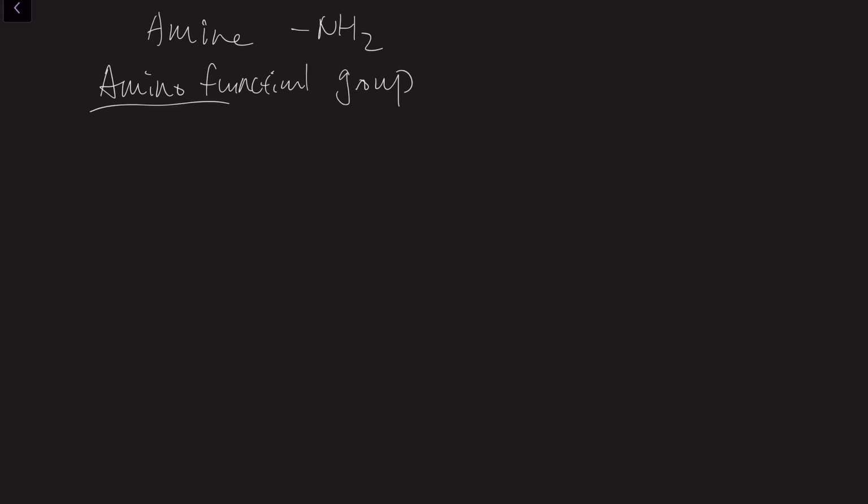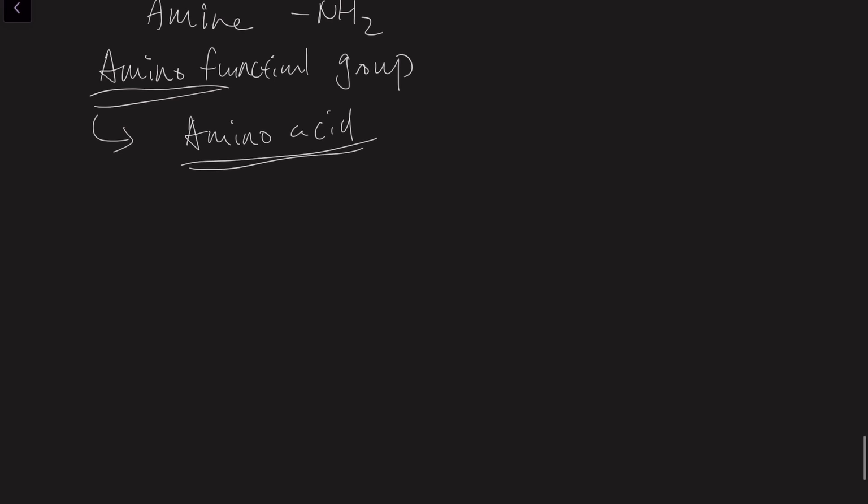So the last 2 functional groups you need to know for the purpose of the VCE exam are amine and amide. Amine is the NH2 group. So it is the addition of the amino functional group. So this is called the amino functional group. You may be very familiar with amino. Sometimes you know the term amino acid, and it indeed has something to do with the amine functional group.